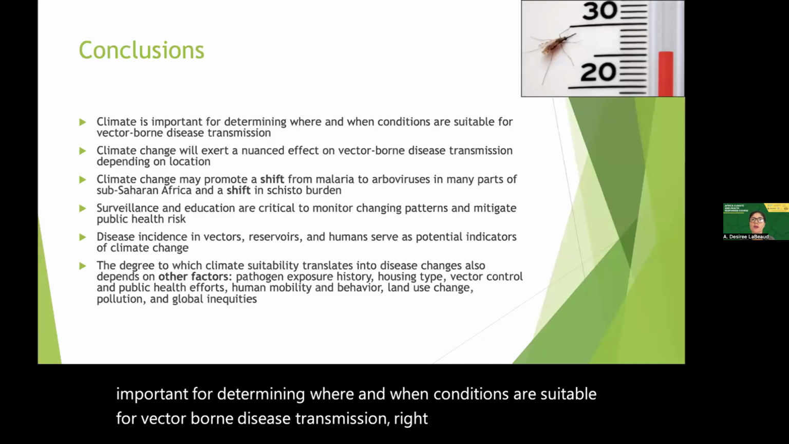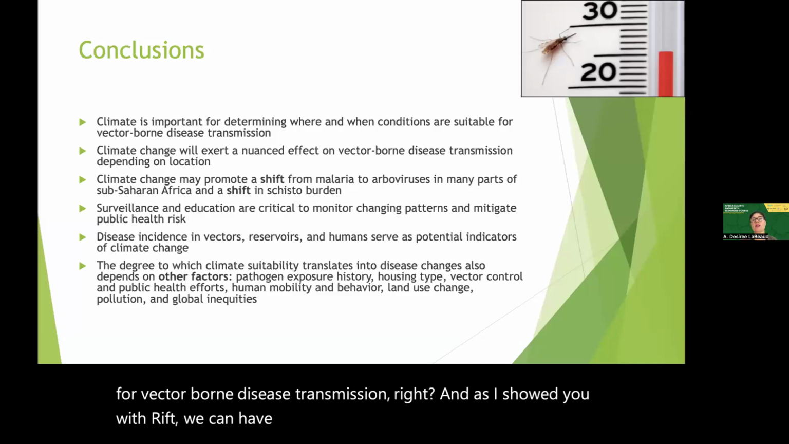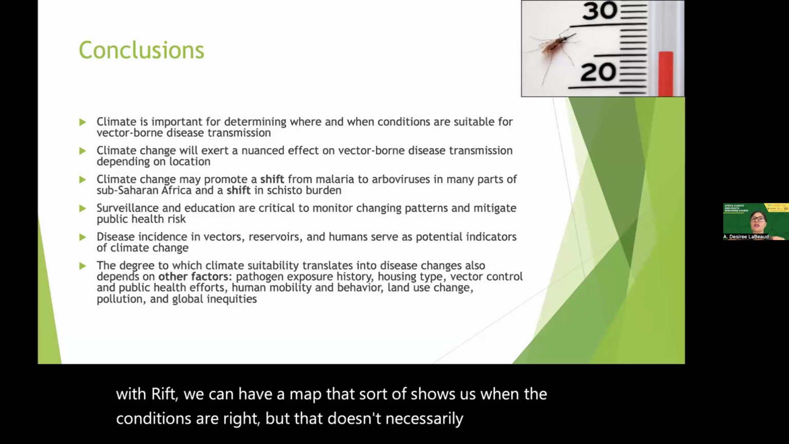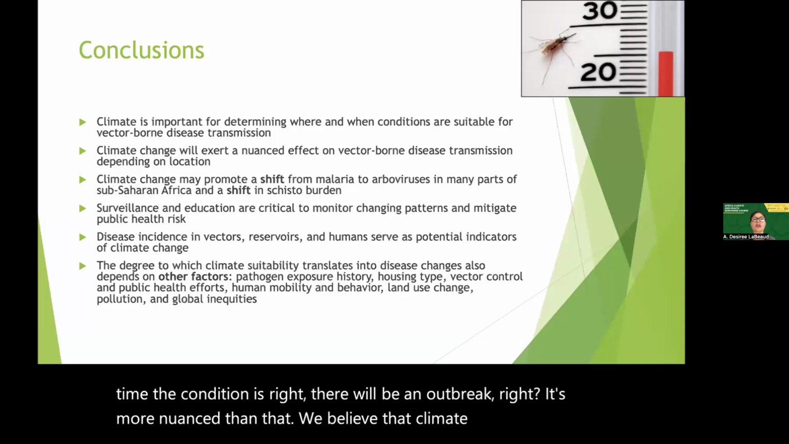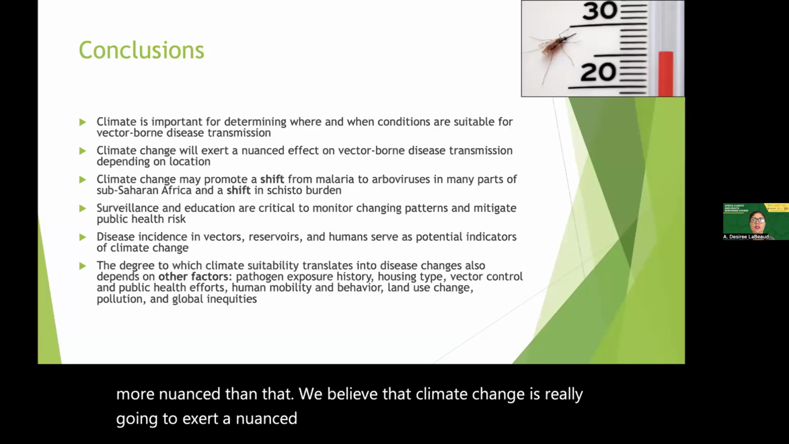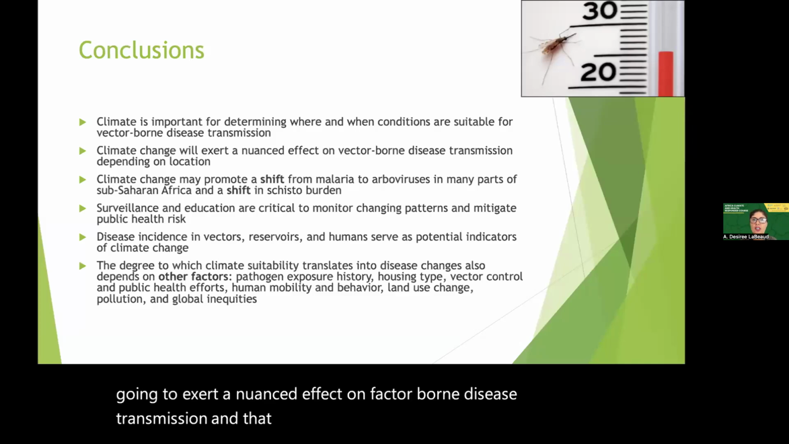And as I showed you with Rift, we can have a map that sort of shows us when the conditions are right, but that doesn't necessarily mean every single time the condition is right, there will be an outbreak, right? It's more nuanced than that. We believe that climate change is really going to exert a nuanced effect on vector-borne disease transmission, and that depends on the location where you are.